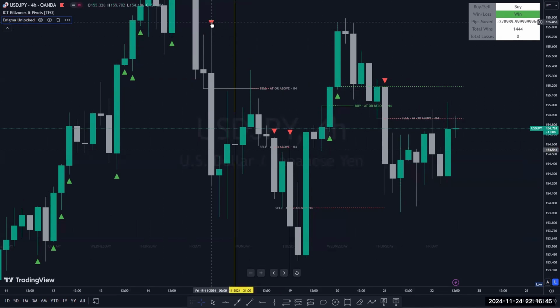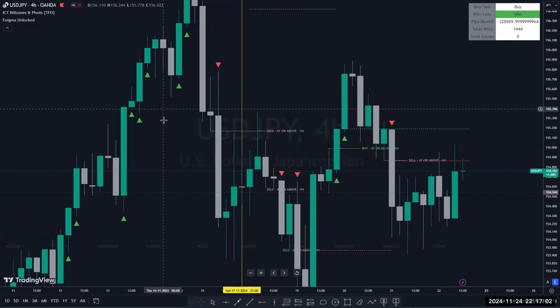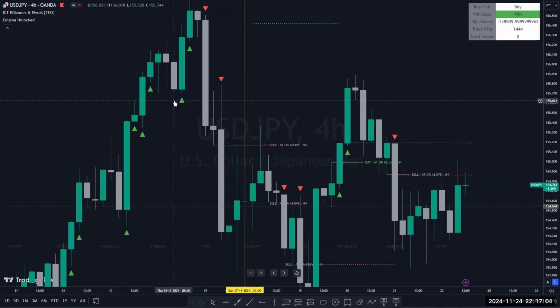So these arrows, they will be placed on top of the candle that initiates the break of a low or a high. For example, this candle here, you have an arrow here. Why? Because this candle closed above the high. And that means you'll be looking for a buy trade here when the market retests this area, right? At the line or lower.